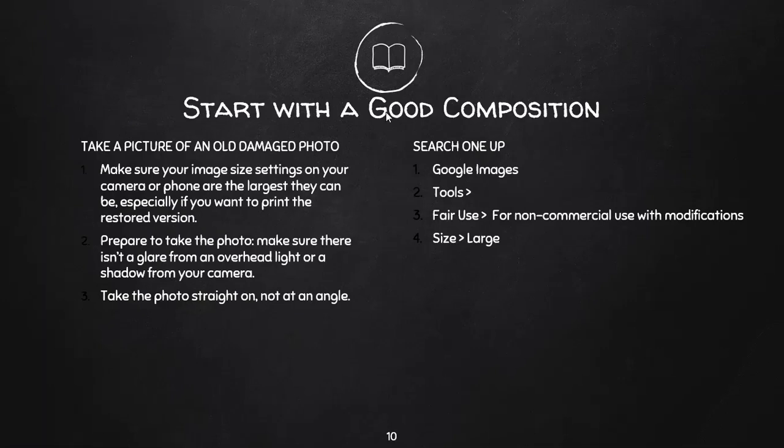Okay, so starting with a good composition, basically means that you're taking a picture of an old damaged photo, okay? But you're going to make sure your image size settings on your camera, or the phone if you're using your camera on your phone, are the largest they can be. So go into your camera settings and make sure that you have the highest resolution you can get, okay?